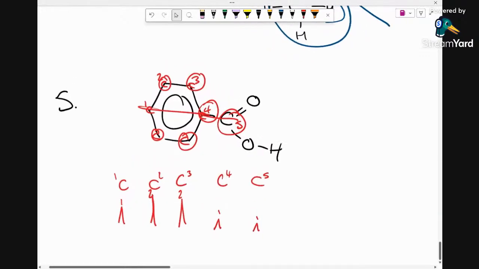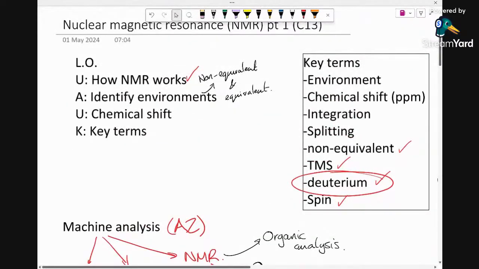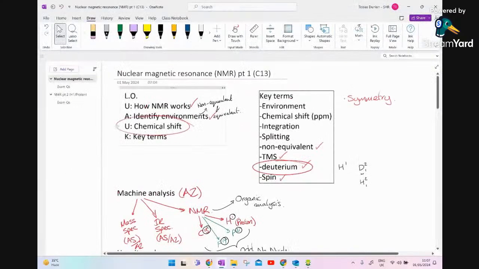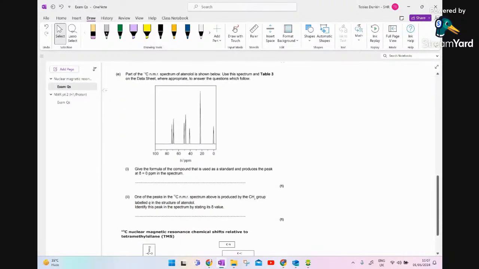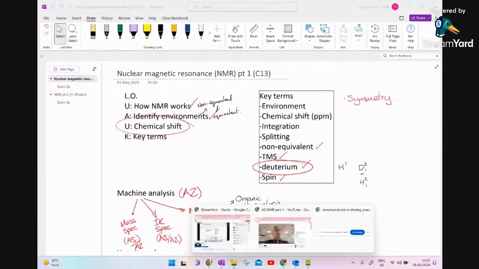So anyway, I'm going to leave you there, I think. Let's go back to my learning objectives. We've talked about identifying environments, and we're working towards our key terms, which is awesome. We've talked about chemical shift a little bit, but we will do a little bit more of that next lesson, and we'll link it to the data booklet. I do have a couple of exam questions here to look at, but I think it's worthwhile me picking those exam questions up next time.